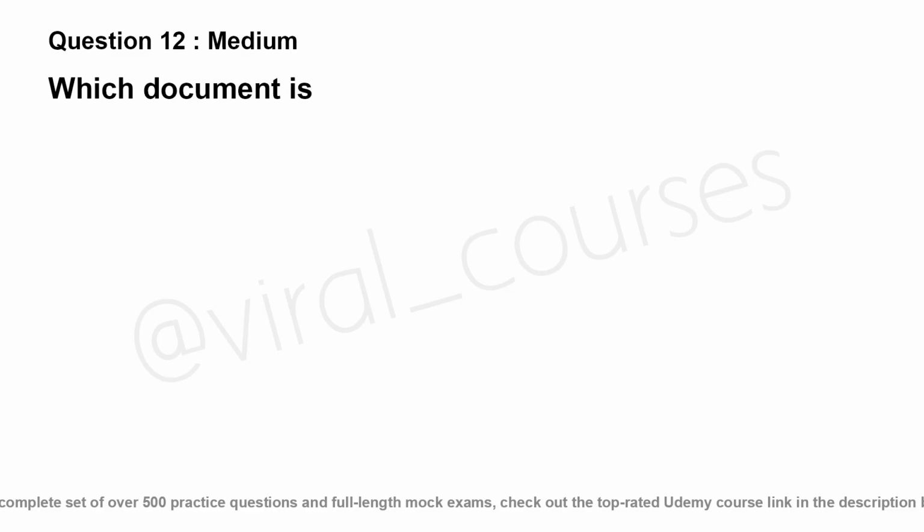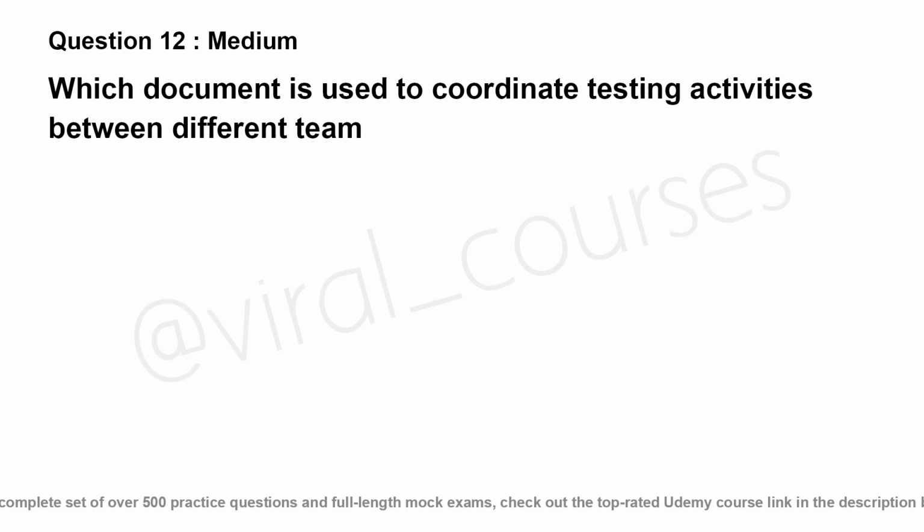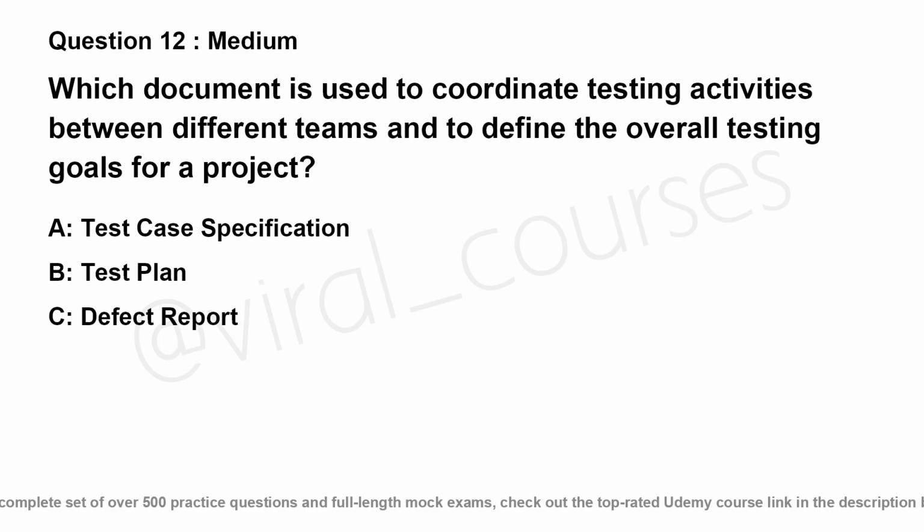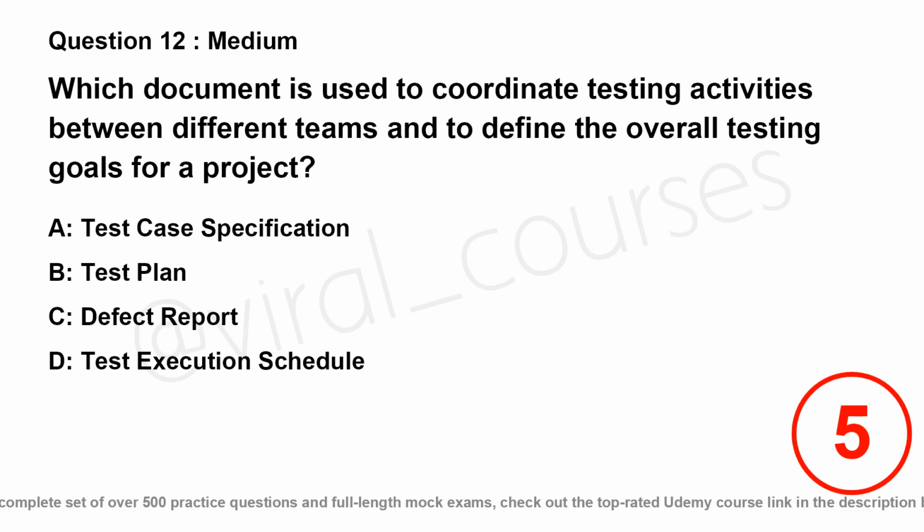Which document is used to coordinate testing activities between different teams and to define the overall testing goals for a project? Option A. Test case specification. Option B. Test plan. Option C. Defect report. Option D. Test execution schedule.